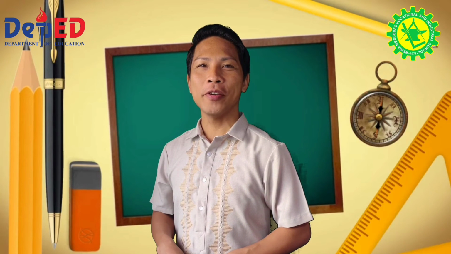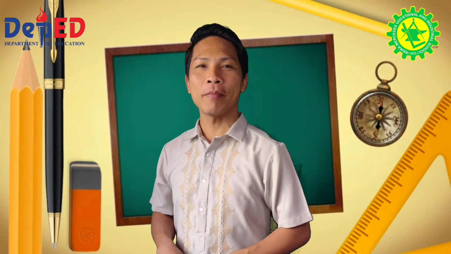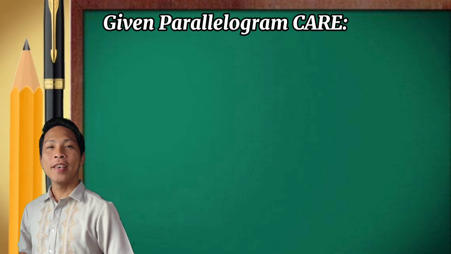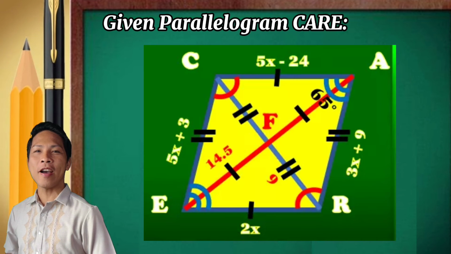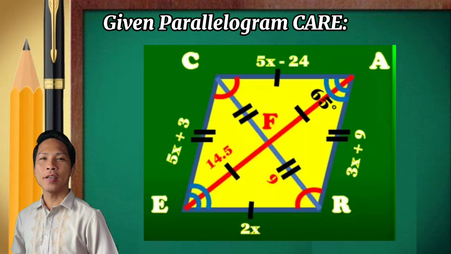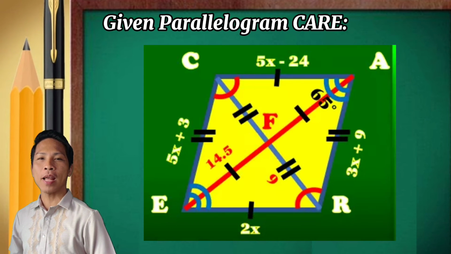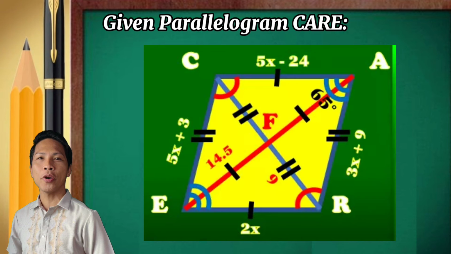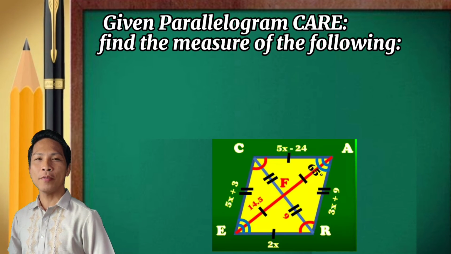It's your turn to apply what you have gained in this lesson by solving the problem. You are given 60 seconds to do the task. Given parallelogram CARE where side CA equals 5x minus 24, side AR equals 3x plus 9, side RE equals 2x, side EC equals 5x plus 3, angle A equals 65 degrees, segment FE equals 14.5, and segment FR equals 9, find the measure of the following.